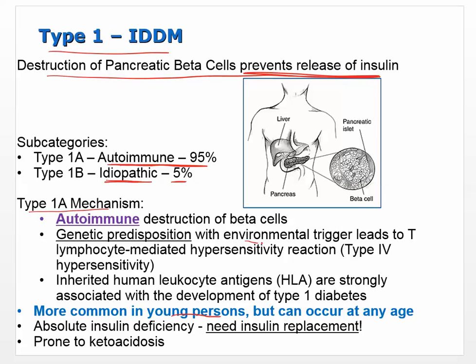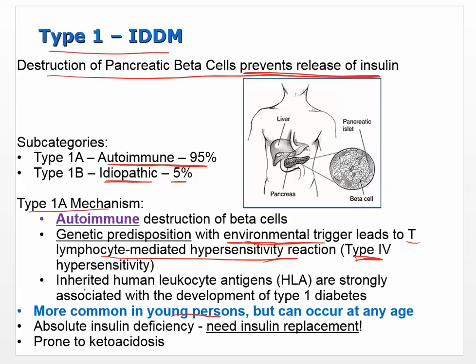So that means it's something in the environment, whether it's a virus that you were infected by, or some kind of an allergen, or something you ate. It's really not known. There's a lot of research trying to figure this out. But there's a genetic with environmental trigger that leads to this T lymphocyte mediated hypersensitivity. And like I said, that's a type 4 hypersensitivity.